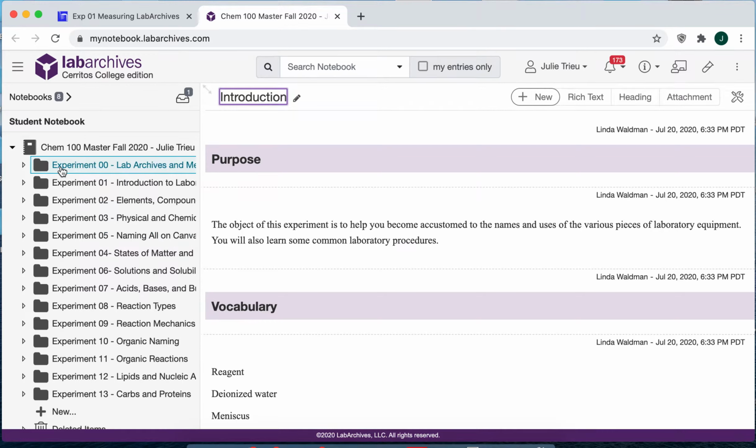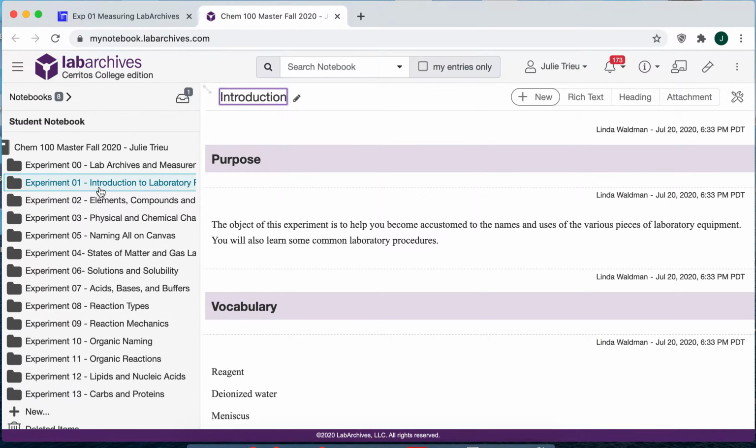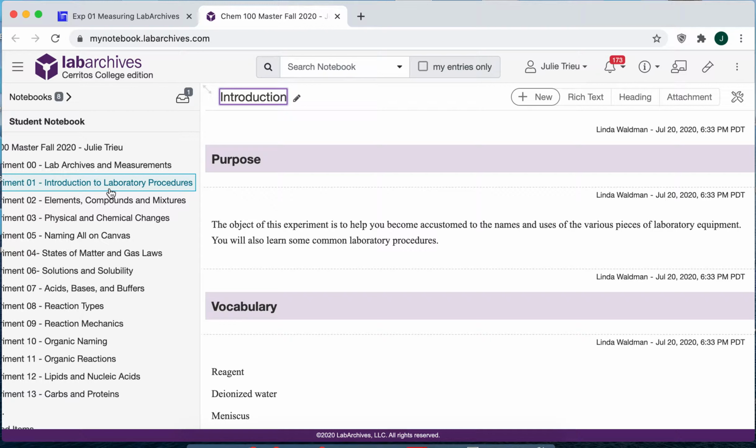So last week we learned experiment number 00, which showed you how to use the Lab Archives as a lab notebook. You learned how to edit, how to add a table, how to add a picture, and how to add a video in the Lab Archives. So this week is the actual experiment number 01, Introduction to Lab Procedures.